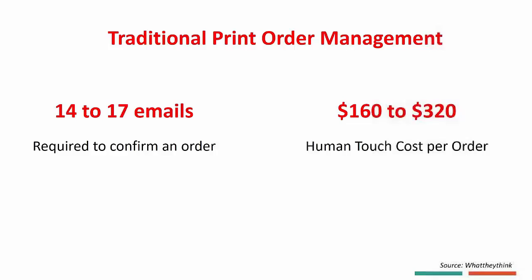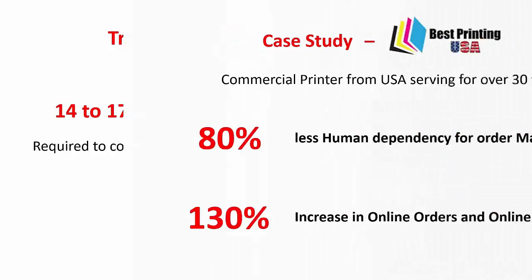And if you see in traditional print order management, it takes an average of 14 to 17 emails to confirm an order. And human touch cost often reaches up to $160 to $320 because there are many humans and labor required to process orders in traditional print order management.